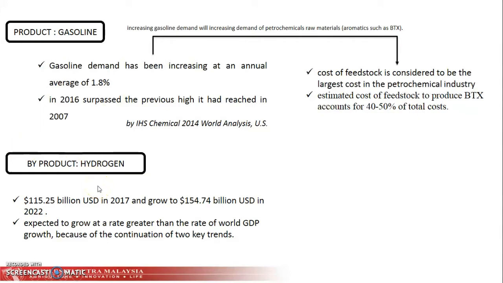So hydrogen is the byproduct. As we can see, the amount in 2017 is lower than in 2020, which is expected to grow at a rate greater than the rate of world GDP growth because of the continuation of two key trends.